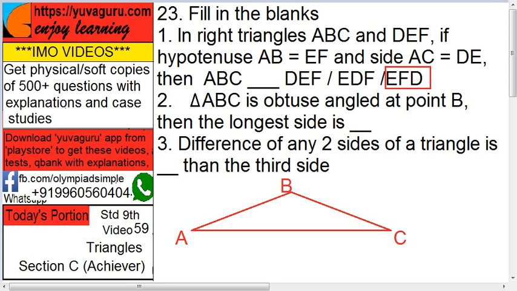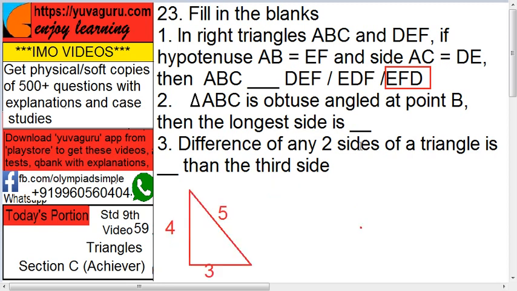Next, difference of any two sides of a triangle is dash and the third side. See here, this is the right angle triangle. Pythagorean triangle we call it. The right angle is at over here. So 5, 4, 3. Difference between any two: 5 minus 3, 2, less than 4. 4 minus 3, 1, less than 5. 5 minus 4, 1, less than 3. So it is always less than the third side.